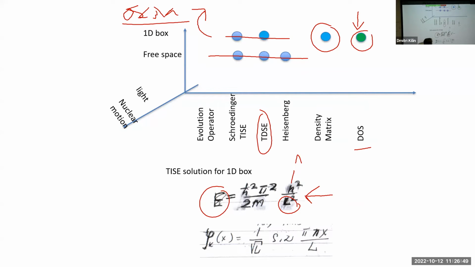Here is what we are expected to do, right? In series, and density of states is the latest concept that we got, right? Yes. So last time we did density of states for a one-dimensional box.